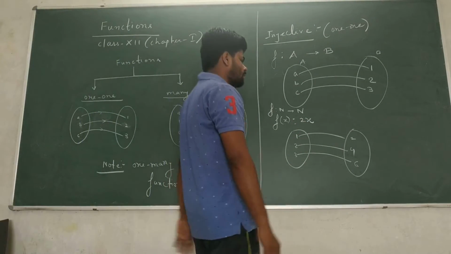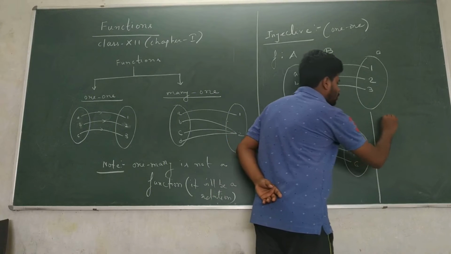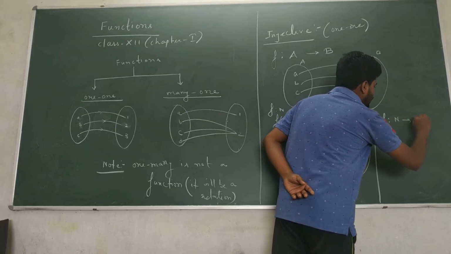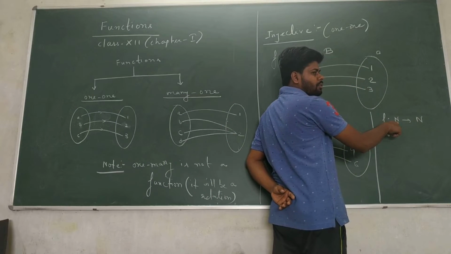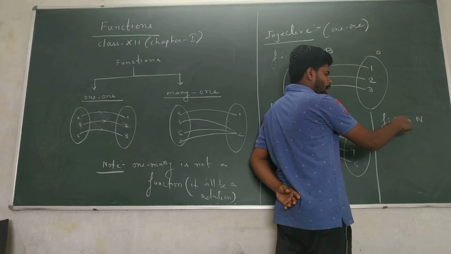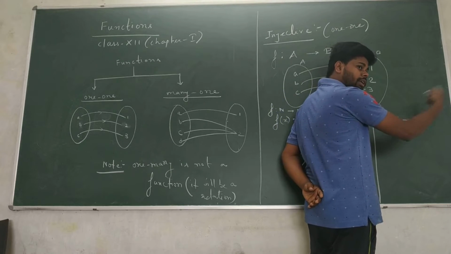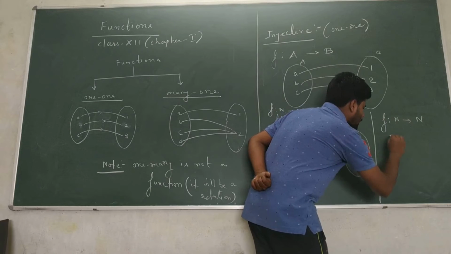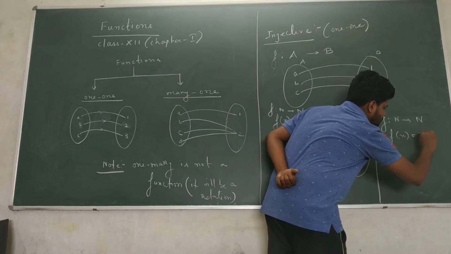Many more examples are there. Let us take one more example, a function from N to N. Again, the domain is N, which means our input is in N, and our output will also be in N, the natural numbers.